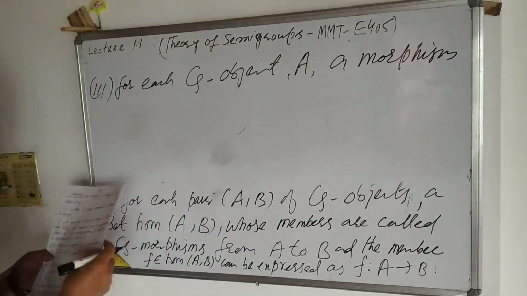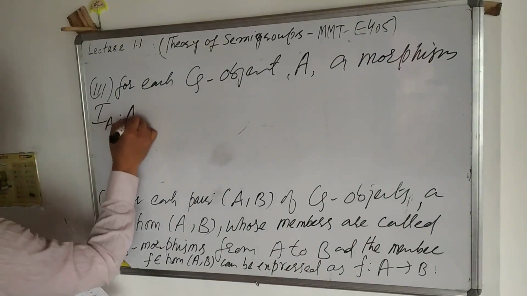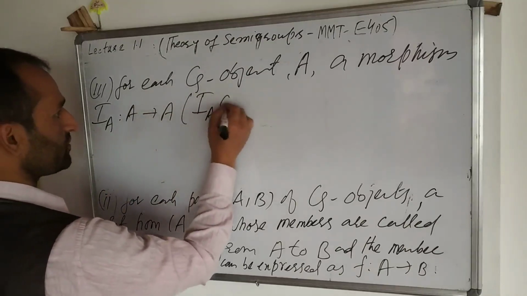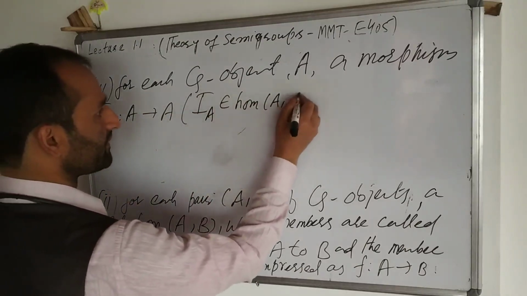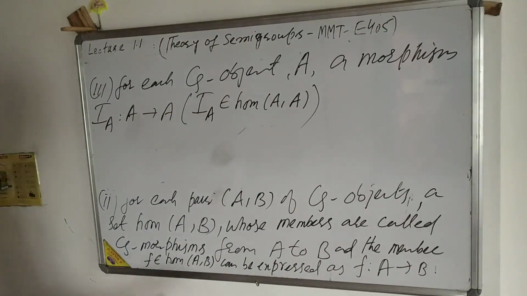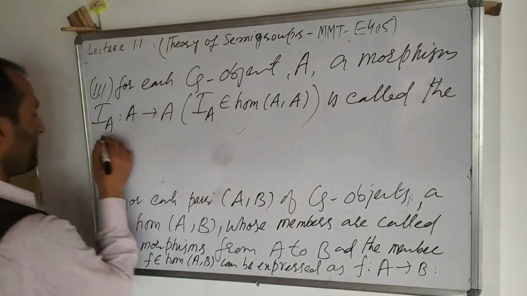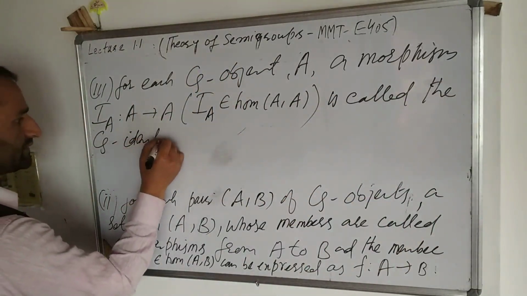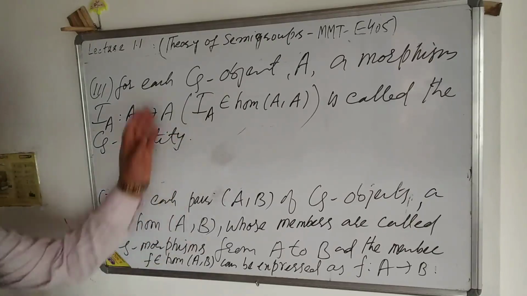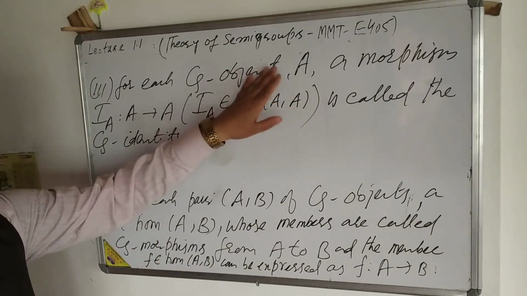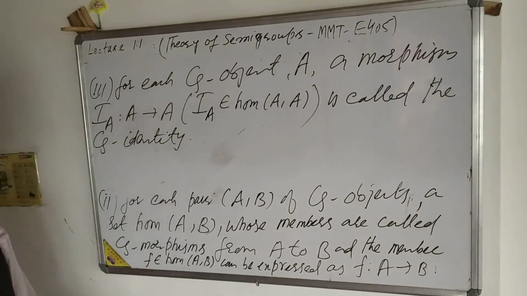A morphism IA from A to A is there. That's called the identity. Actually here IA belongs to hom(A, A), because it's a morphism from A to A. It is called the C identity. So for any C object we have a C identity. In other words, there is a one-to-one correspondence between the object class O and the identities. So you can define this C identity.